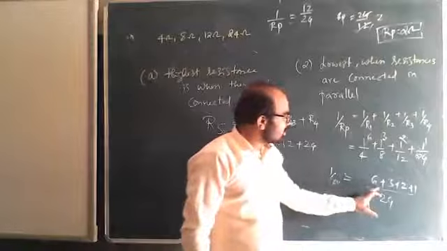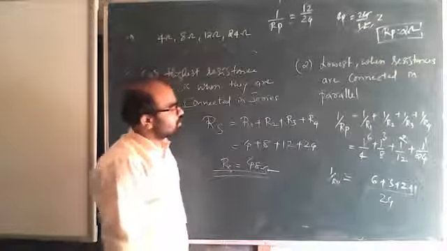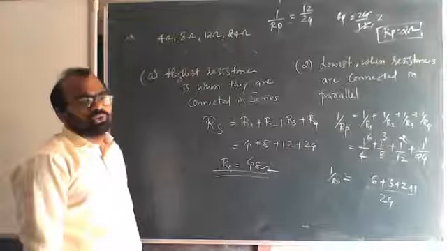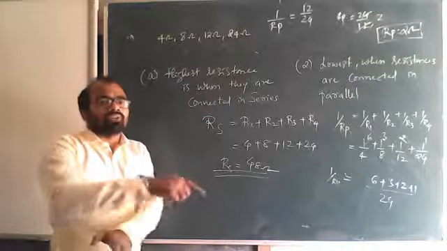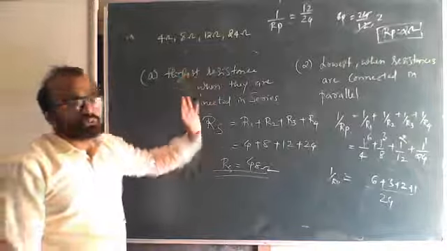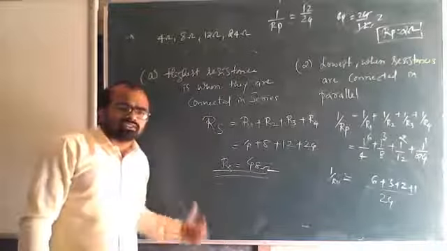So we add 6 plus 3 plus 2 plus 1, that will be 12. 1 by Rp is equal to 12 by 24. But I want Rp, so I will reverse it. So 24 by 12, Rp is 2 ohm. Lowest means Rp, highest means Rs.